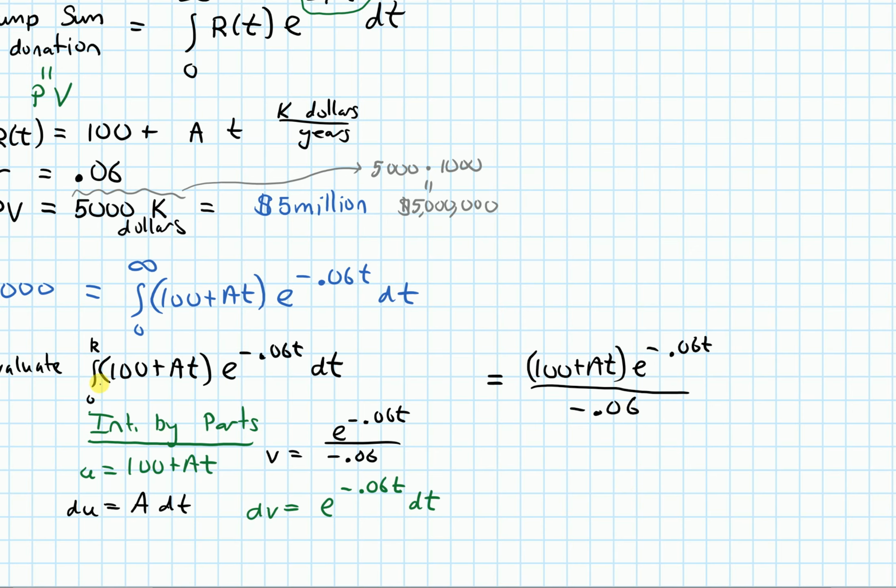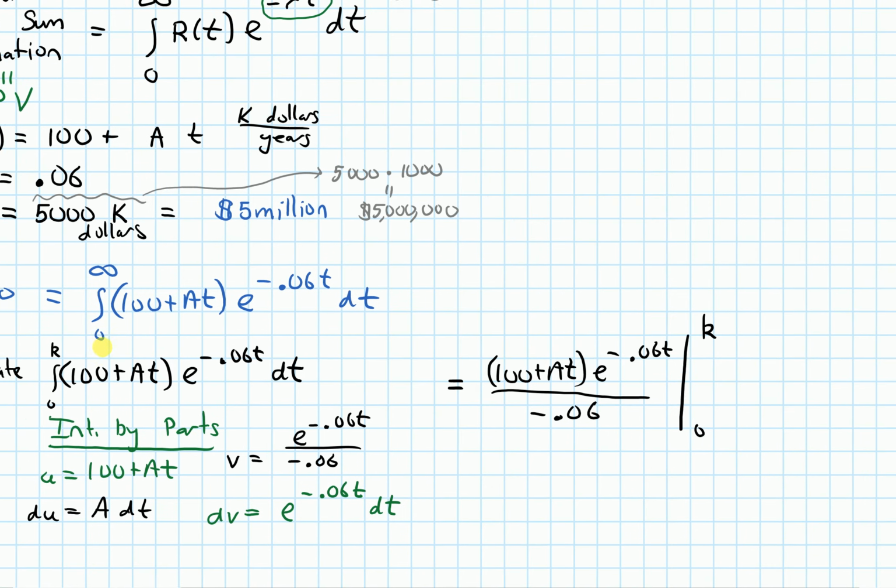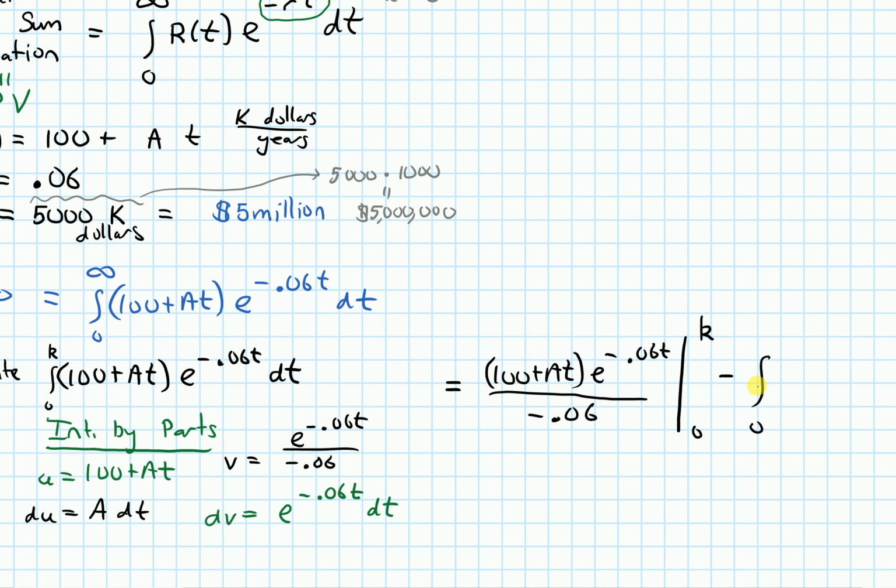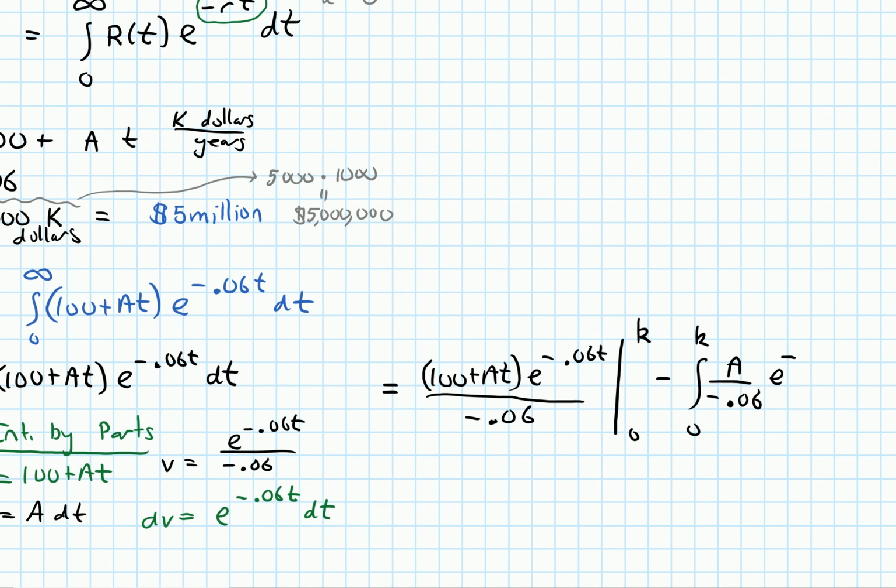And this is a definite integral, so I need to indicate that I'm going to plug in the 0 and the k, and then minus the integral from 0 to k of v du. So that will give me, let's see, I'm going to write the constants in the front, which is a, and then there's over the negative 0.06. And then I still have e to the negative 0.06t dt. Okay, awesome. So I'm going to carry this up to the top of the page.